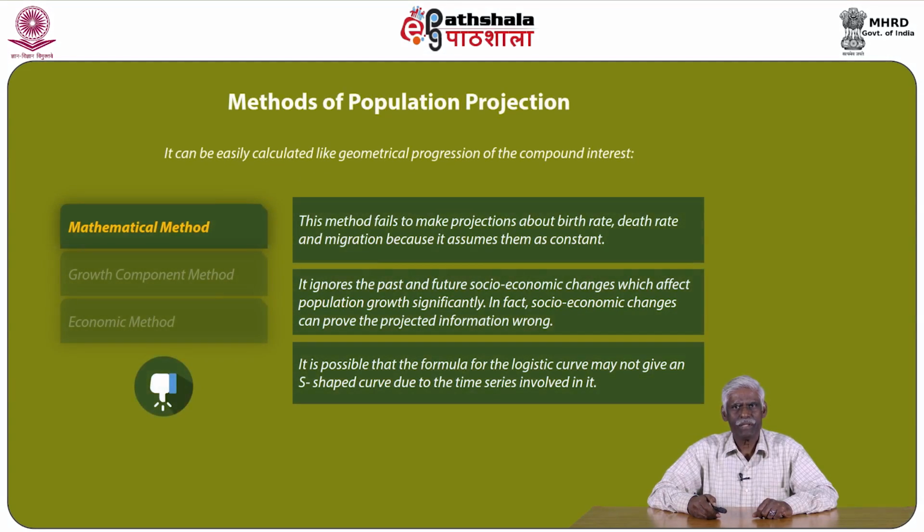Number 3, this method fails to make projections about birth rate, death rate and migration because it assumes them as constant. Number 4, it ignores the past and future socio-economic changes that affect population growth significantly. In fact, socio-economic changes can prove that the projected information is wrong. And number 5, it is possible that the formula for the logistic curve may not give an S-shaped curve due to the time series involved in it.